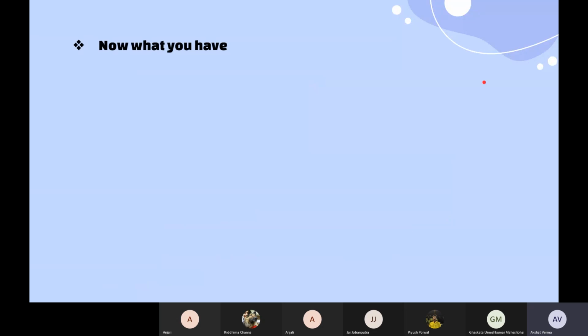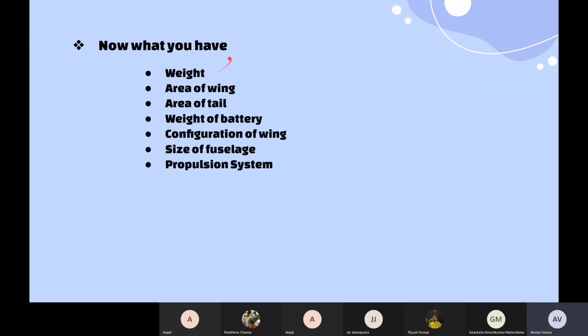So now what we had from the previous webinar on weight iteration, we had the total weight of our aircraft as well as the different components. We also got the area of wing and area of tail in the previous slides. Also in the previous webinar, we had discussed the weight of battery, configuration of wing, and the size of fuselage. We also looked at the propulsion system, that is choosing your motors and all those things. We had chosen a motor for our aircraft.